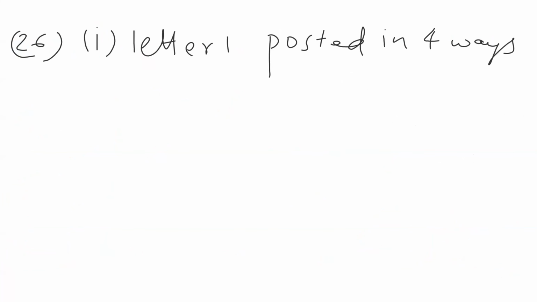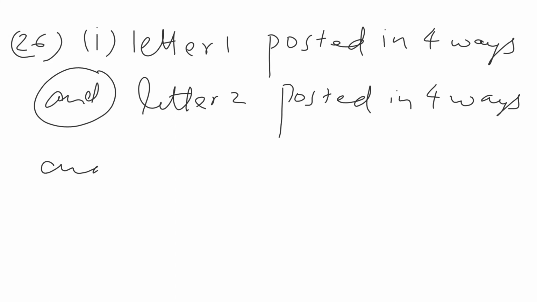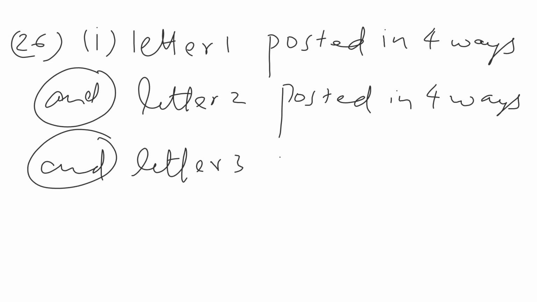See, on day one, suppose there is one person by the name Arjun, he is going to post a letter. There are 4 letter boxes in front of him, so he can put that letter in any one of those 4 boxes. And on the second day, some other person is coming to post a letter. He can post it in 4 ways because there are 4 letter boxes. And letter 3 can be posted in 4 ways.